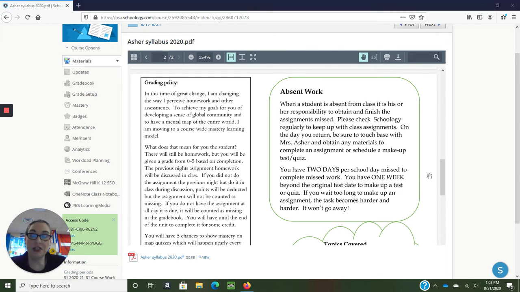I'm still going to have students do homework, but homework will not be graded for right and wrong. It will be graded on completion. We will discuss the previous night's homework in class so that students can learn from the homework. So as long as they do the homework and make a solid, good effort, they get full credit.